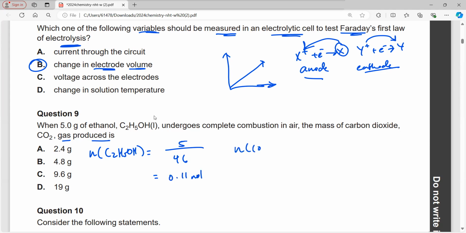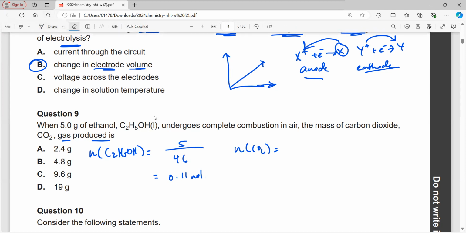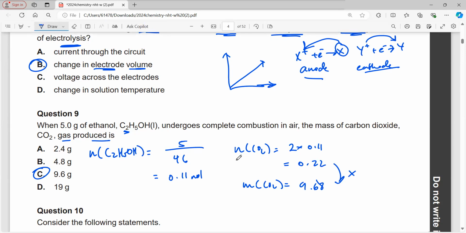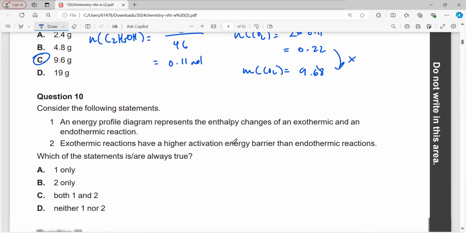Now we need to find the moles of CO2. Instead of writing out the entire equation, I can see that because there are only 2 carbons in the ethanol compound, there's only going to be 2 moles of carbon dioxide as well. That's the only amount that's possible. So it'll just be 2 times 0.11, which is 0.22 moles, and then you multiply that by its molar mass: 0.22 times 44, which is about 9.68. So it leads me to believe that it is C. Not too bad.